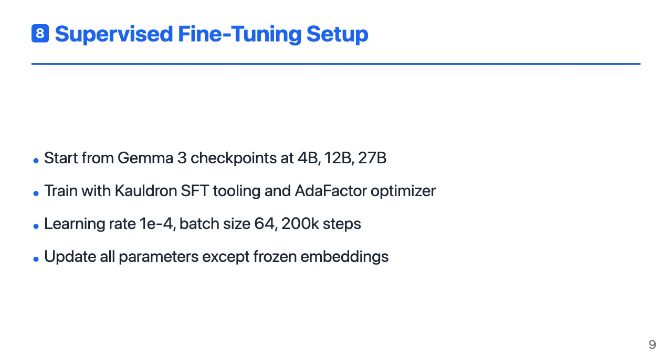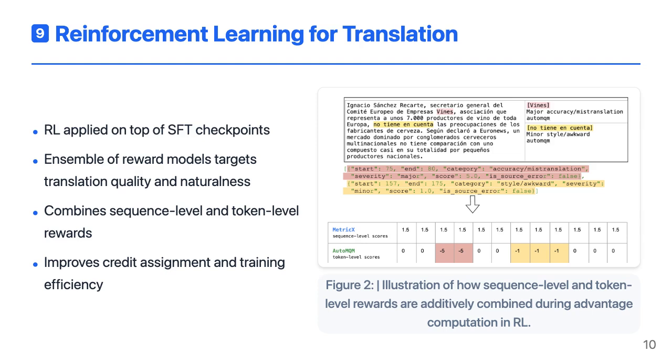Freezing embeddings turned out to help translation performance, especially for languages and scripts that are not heavily represented in the fine-tuning mix. After supervised fine-tuning, the authors apply reinforcement learning to push translation quality further. They treat the SFT model as the starting policy and optimize it using an ensemble of reward models. These rewards capture both overall translation quality and more fine-grained notions like naturalness. Importantly, they combine sequence-level rewards with token-level rewards, which improves credit assignment.